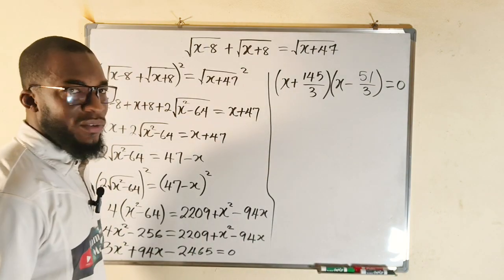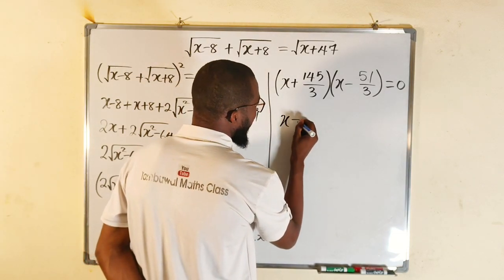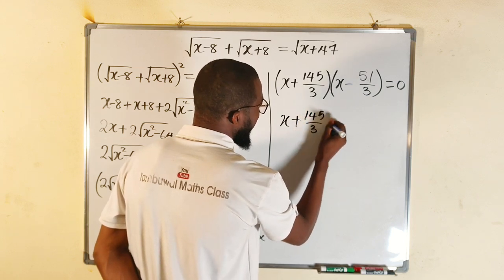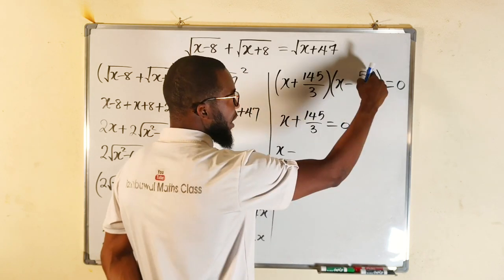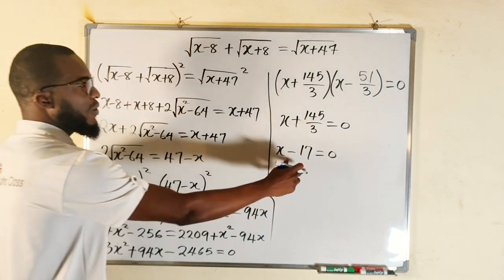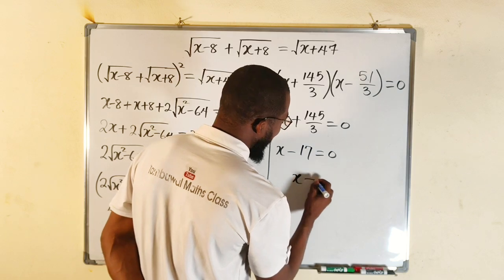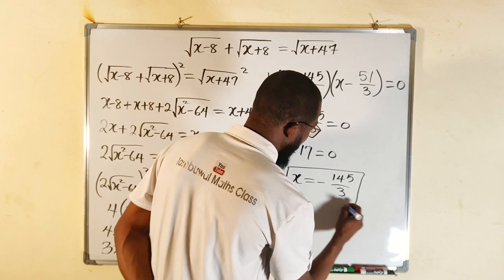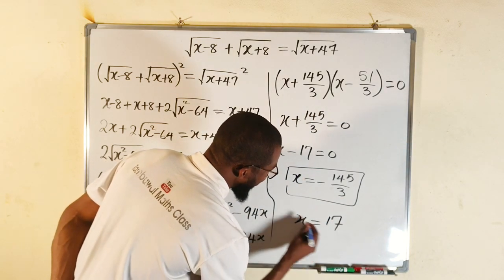So now we have two factors. We are going to set each to be equal to 0. So x plus 145 divided by 3 is equal to 0, or x minus 51 divided by 3, which I know is 17, is equal to 0. So either this one or this one will be equal to 0. The first will give us a negative answer. So x here is equal to negative 145 divided by 3. And the second one, x is equal to 17, as negative 17 crosses over.